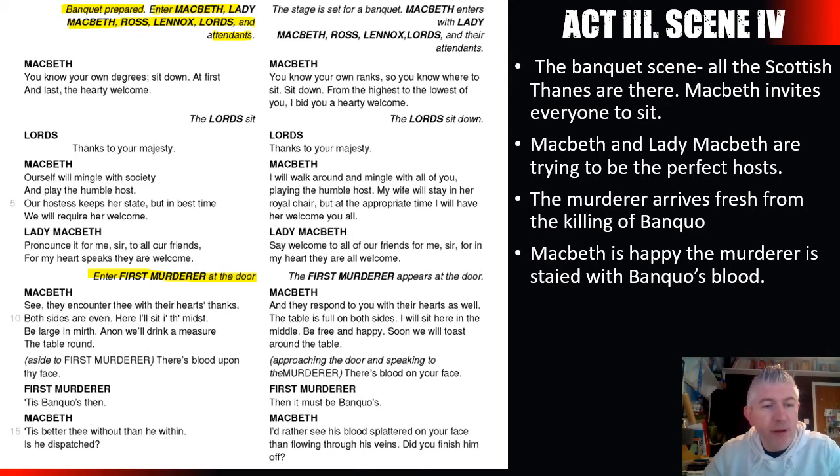Macbeth: See, they encounter thee with their heart's thanks. Both sides are even. Here I'll sit in the midst, be large in mirth. Anon we drink and measure the table round.